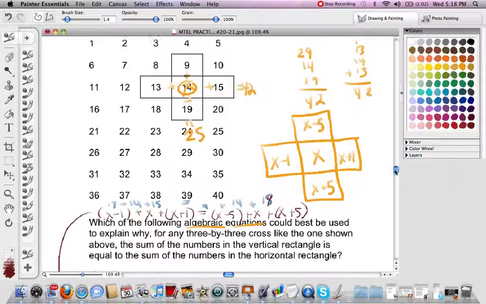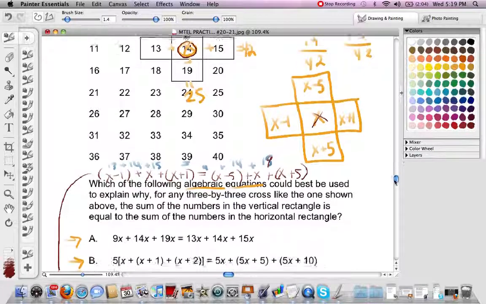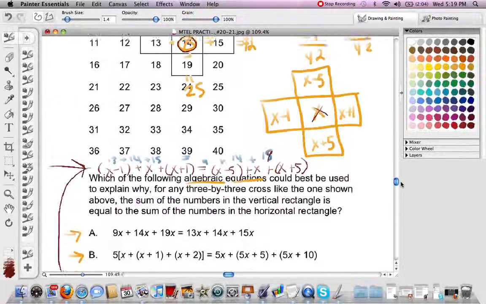The trick here is to find the common number. Look for patterns. Find the common number, turn it into x, and then put the other numbers in relation to this x value. So for number 13, 13 is 1 less than x, so we did x minus 1. Rewrite the problem, and then look for the solution that matches what you have. For this specific type of problem, that's the best way to go.